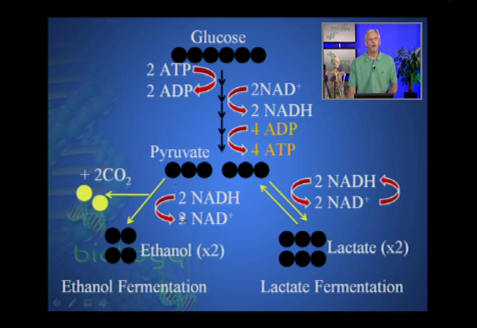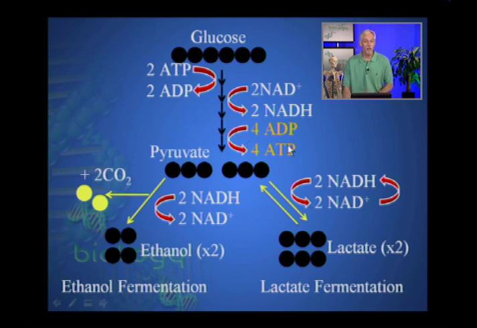So again, they'll produce NAD. That NAD will get you 2 ATPs per glucose. But regardless of whether you're producing ethanol or lactate, those 2 ATPs aren't going to keep you alive. So that's a last-ditch effort to keep you alive.